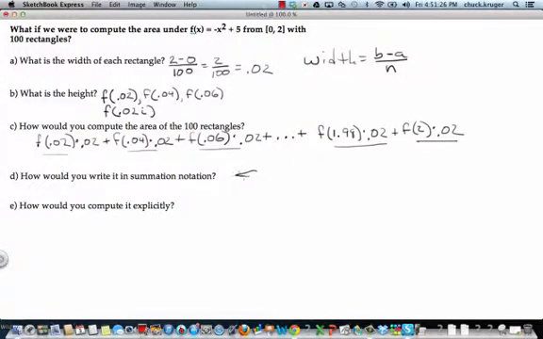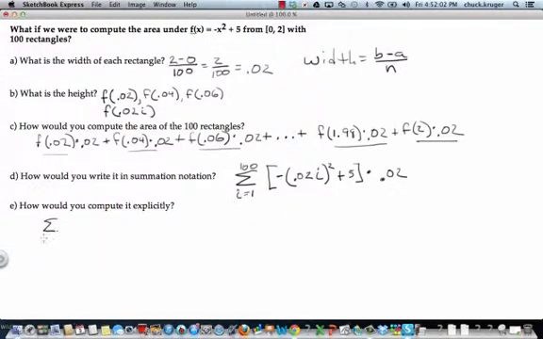So it's a lot easier to write that in summation notation. It's going to be i equals 1 to 100. Now, what's my function? My function is a negative, and what am I putting in there? I'm putting in 0.02i, and I'm squaring that, and then I'm adding 5 to it. This right here is my height, and I'm multiplying it by the width, which is 0.02. How would you compute that explicitly? Alright, that's what I'm going to do now.